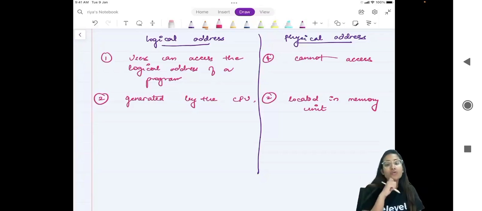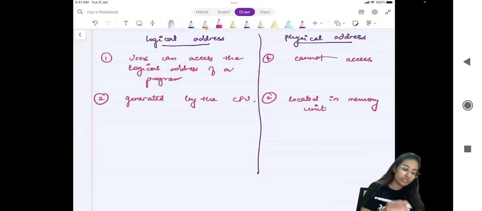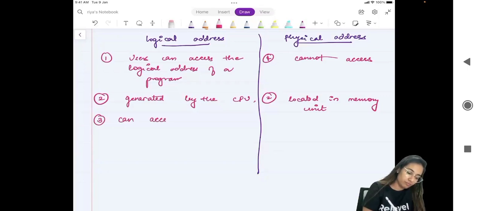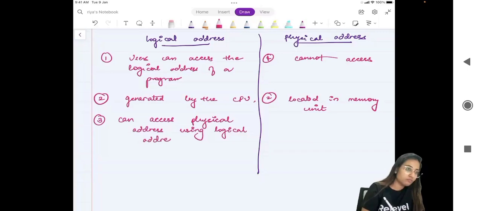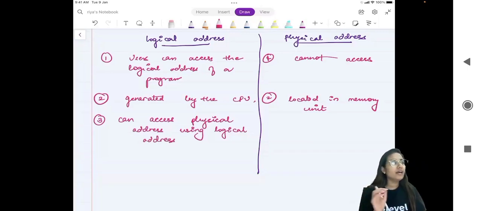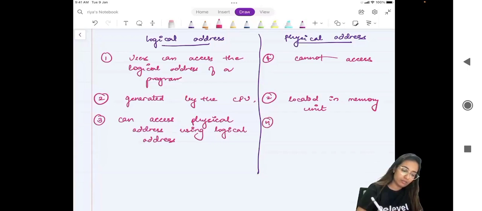Like I told you, right? Using a relocation register base register value, you can access the physical address using logical address. On the other hand, we can say that the physical address can be accessed by a user indirectly.